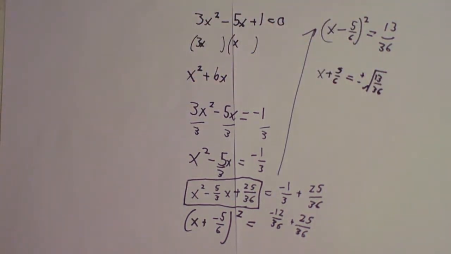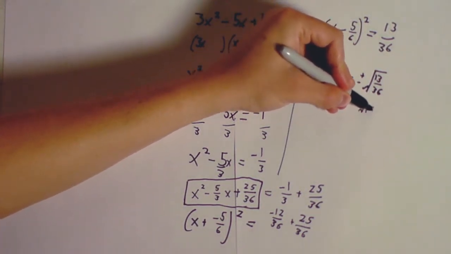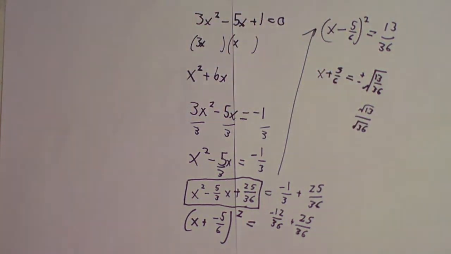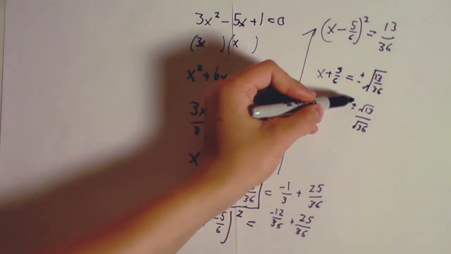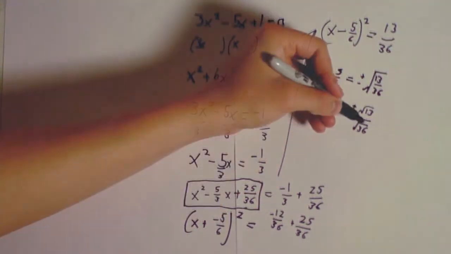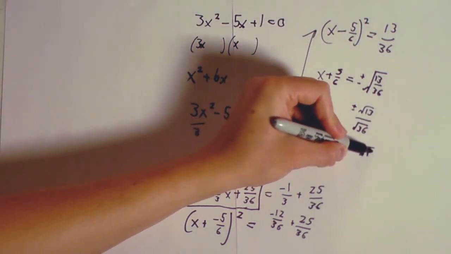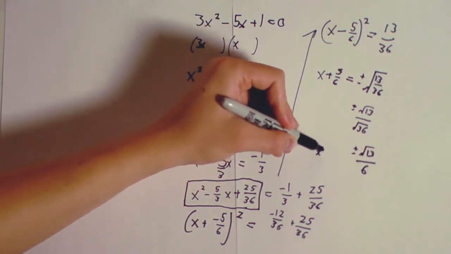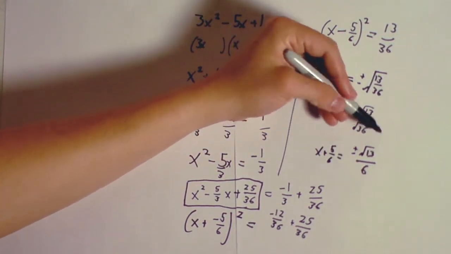Wow, this is getting complicated, but we can simplify it just a little bit if we rewrite this fraction as the square root of 13 over the square root of 36, and then we'll make this one positive or negative. We can go ahead and make this one positive because we've already accounted for the positive or negative up here. And then the square root of 36, of course, is just 6, so we have square root of 13 plus or minus over 6. So x plus 5 over 6 equals plus or minus square root of 13 over 6.